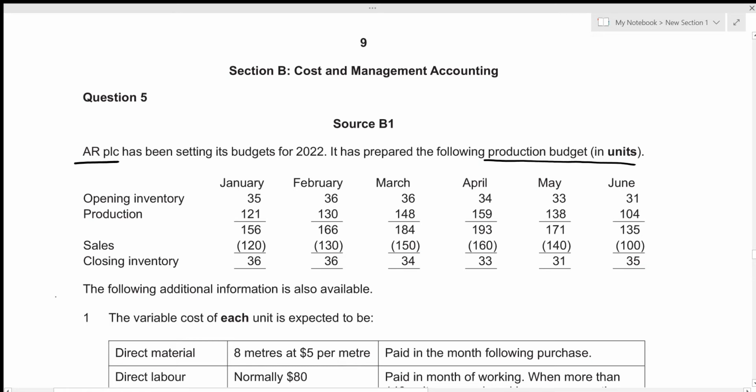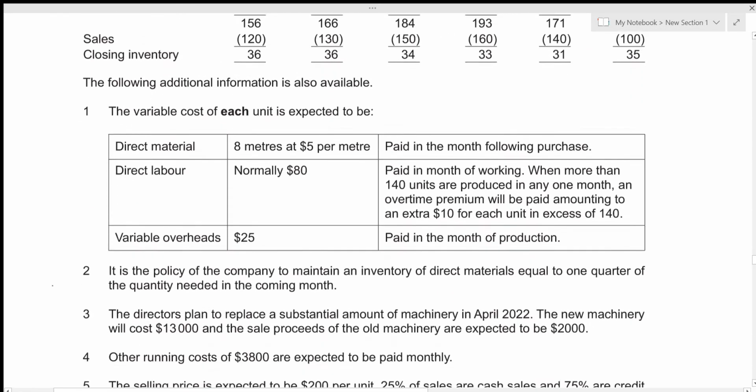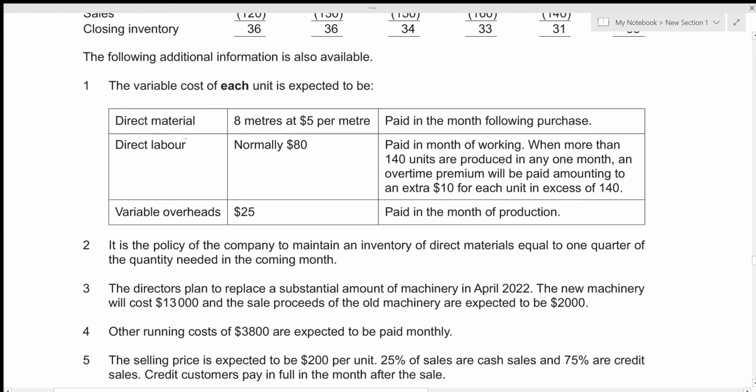Now we are also given the following additional information. For the first one, we are given the variable cost of each unit. And for direct materials, that's 8 meters at 5 per meter for each particular unit. And this expense of direct material is paid in the month following purchase. It means that for the direct material that we purchased in the month of January, we will be paying the expense in the month of February.